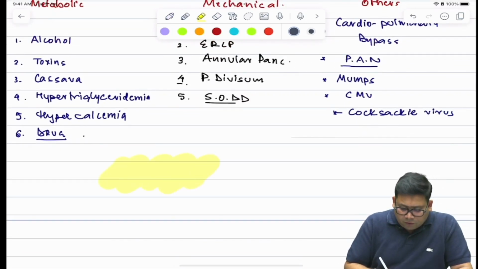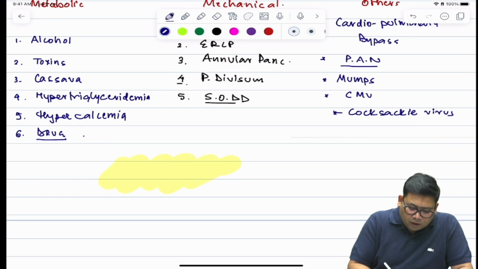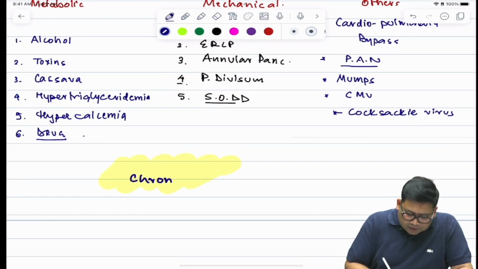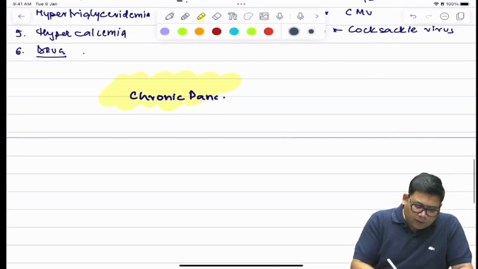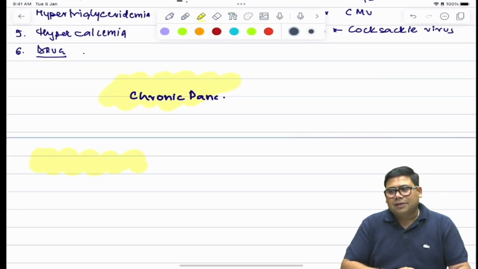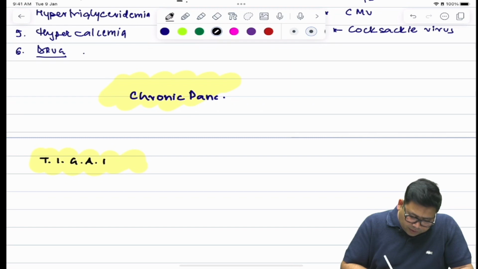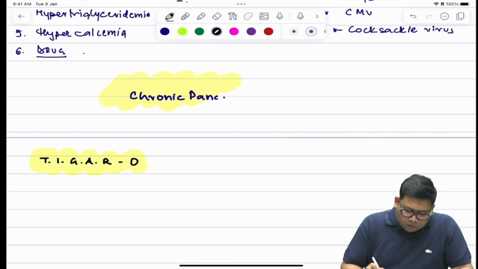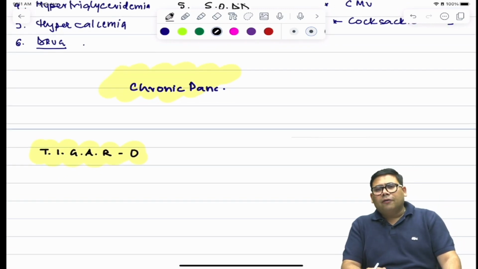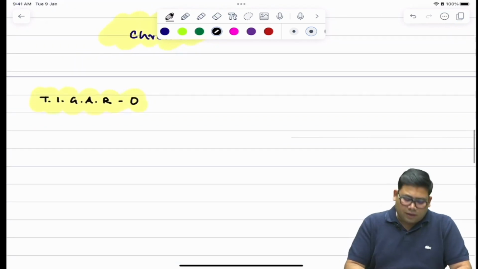Always remember, when we talk about the risk factors for chronic pancreatitis, we have something known as the TIGAR-O classification. So what is that TIGAR-O classification? Let us quickly understand it. T in TIGAR stands for toxin, I for idiopathic, G for genetic, A for autoimmune, R for recurrent conditions, and O for obstructive conditions.